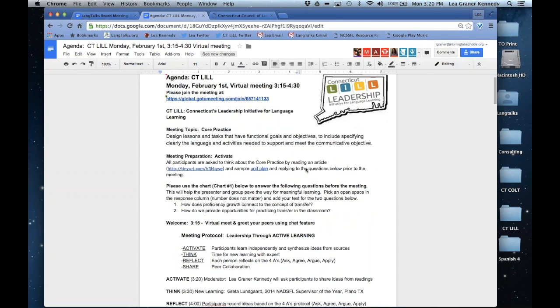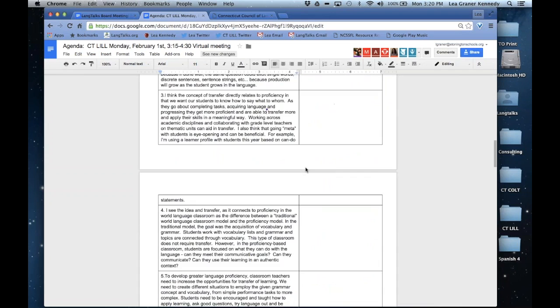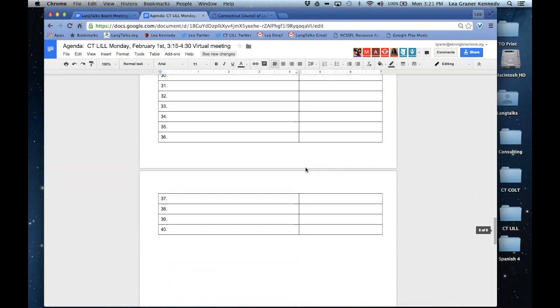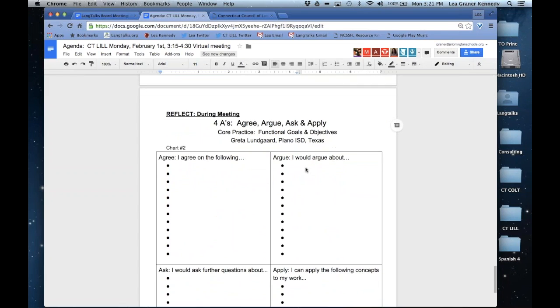Throughout the meeting, if you'd like to contribute to the 4A's protocol, I'm going to scroll ahead and just show you what that protocol looks like. You can grab any bullet and just start typing. If you'd like to type while we're listening, that's great. If you'd like to type afterwards, we're going to have time to write and reflect on this afterwards.